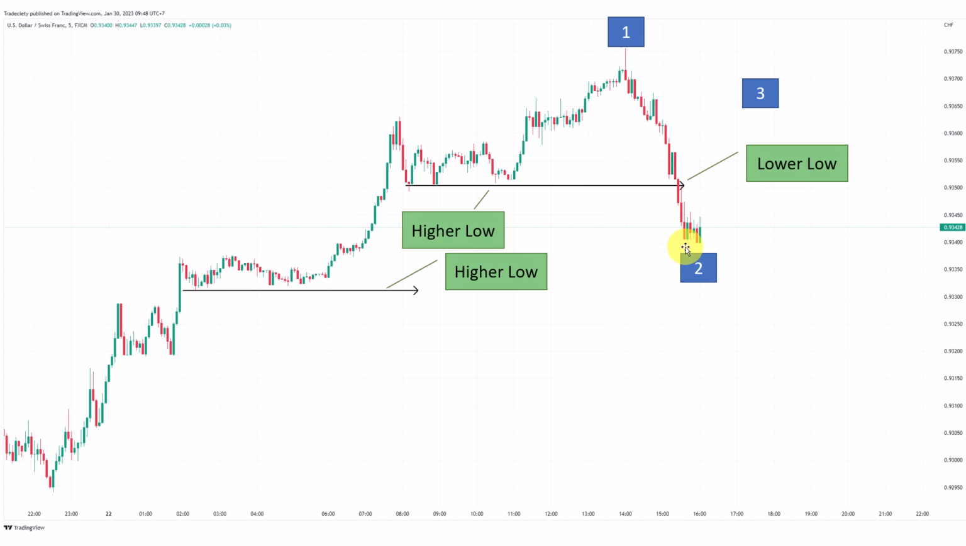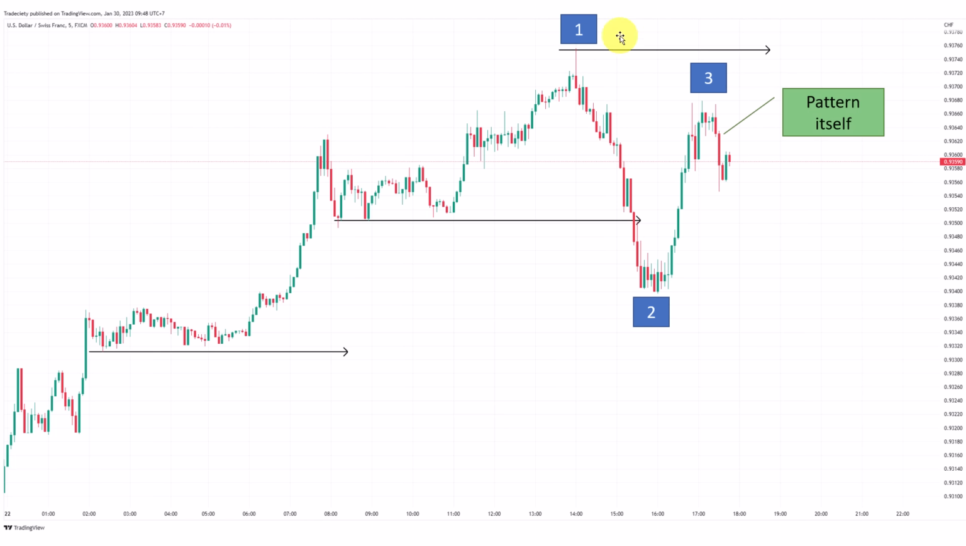And then for the 1 to 3 pattern, we have to wait for the pattern in point 3. And that's really the key part. Point 3 has to be lower than point 1, so it shows us that the market is not continuing with the next impulsive wave, but is falling short, so we're not able to take out the highs.